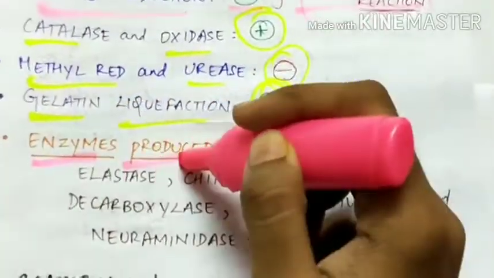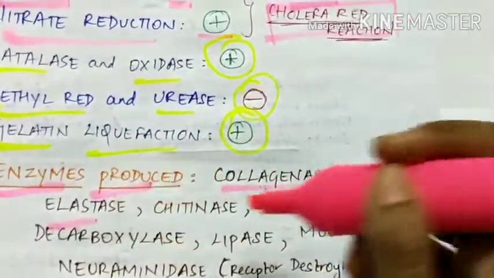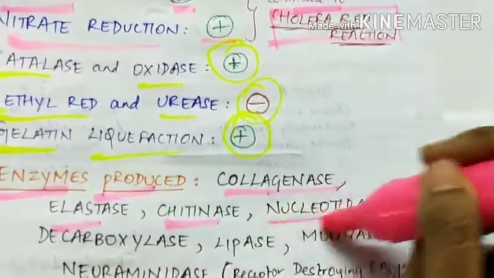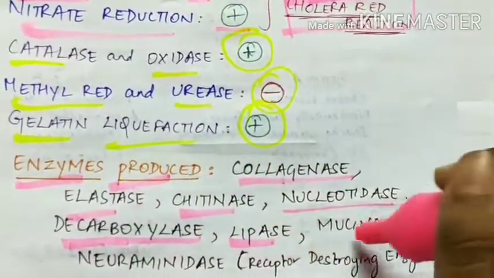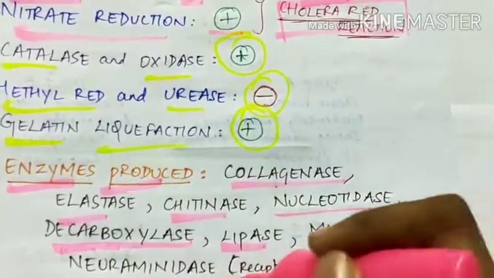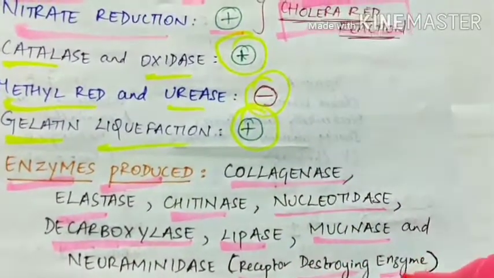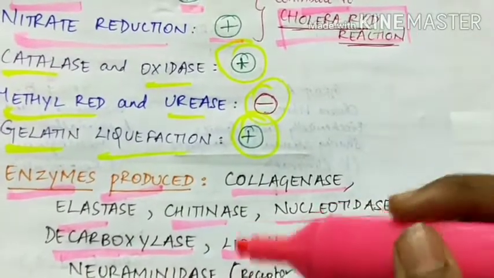The enzymes produced by Vibrio cholerae are collagenase, elastase, chitinase, nucleotidase, decarboxylase, lipase, mucinase, and neuraminidase. Neuraminidase is the receptor destroying enzyme, that is, the one responsible for destroying the receptors in the intestine.